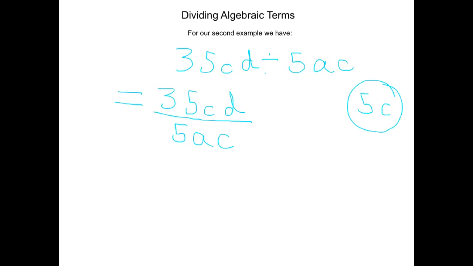Now we cross out any variables that are the same, which in this case is c. Then cross out the 5 and write a 1 next to it, as 5 divides by 5 once. 5 divides into 35 7 times, so cross out 35 and write a 7 next to it. And last we write the simplified expression, which is 7d divided by a.